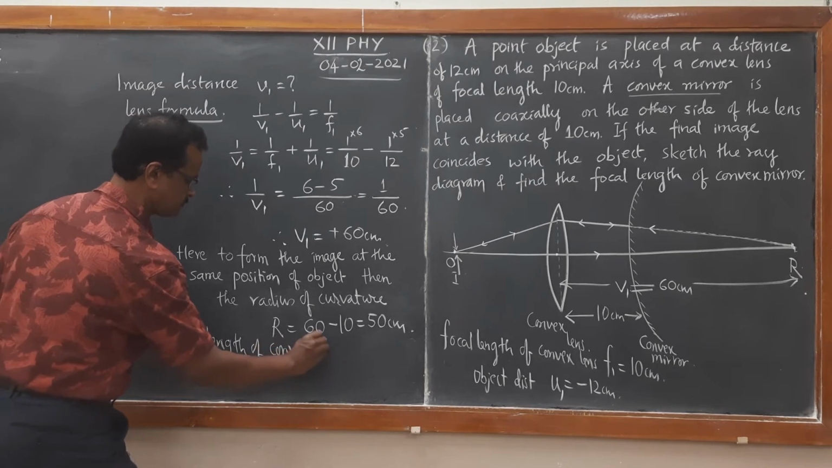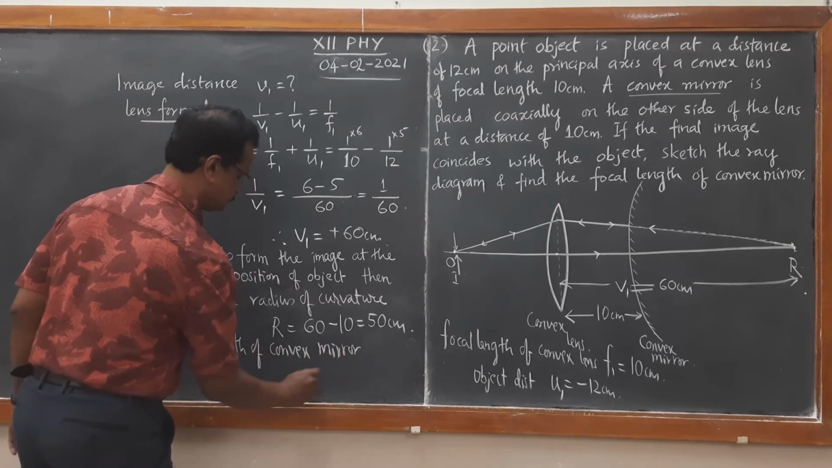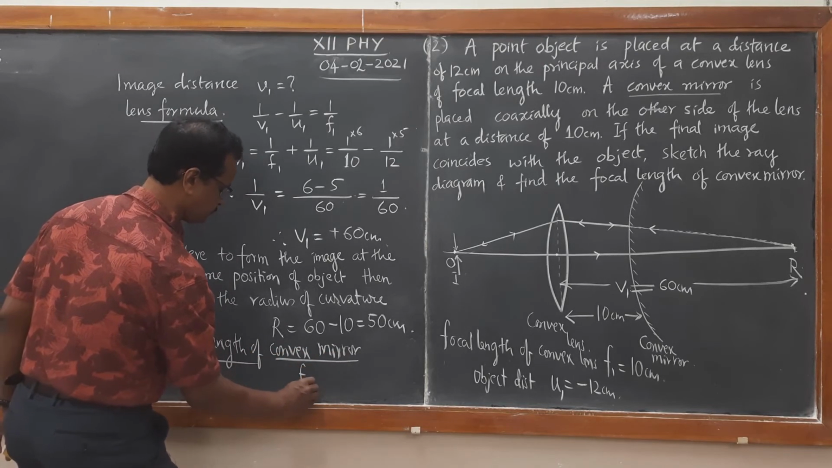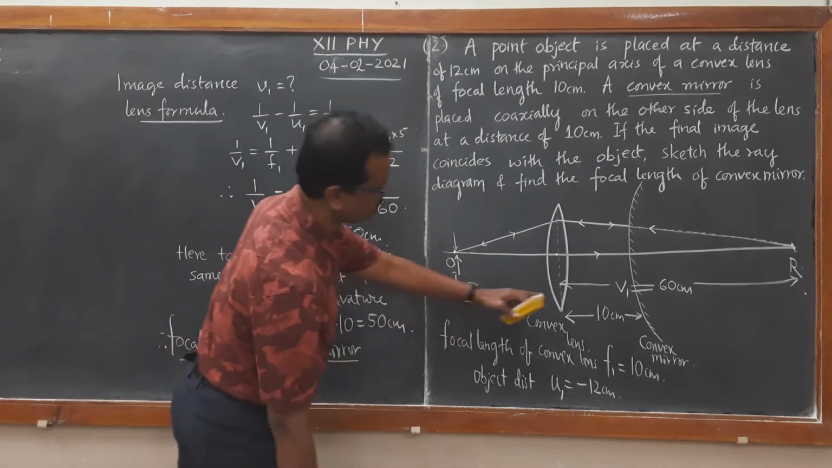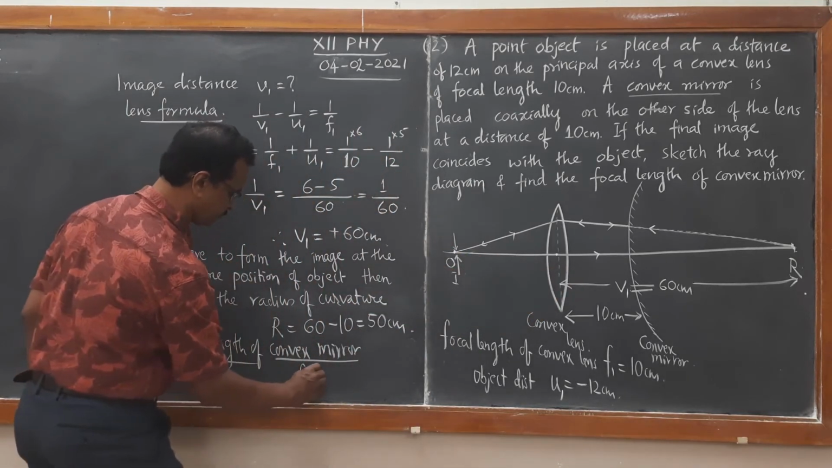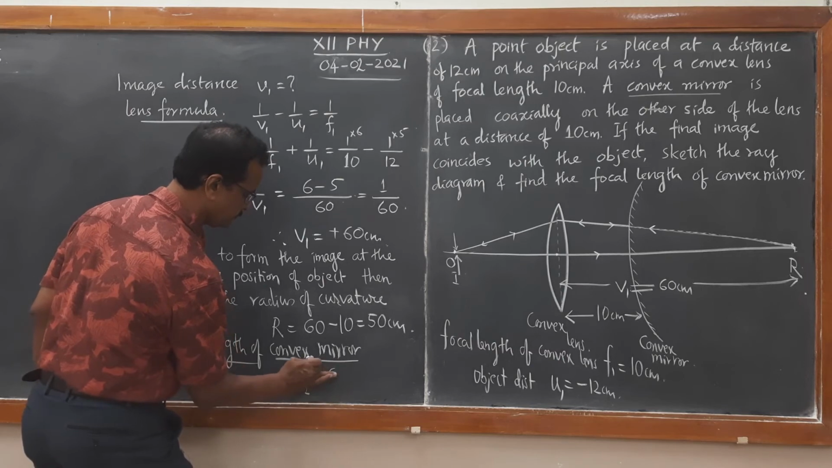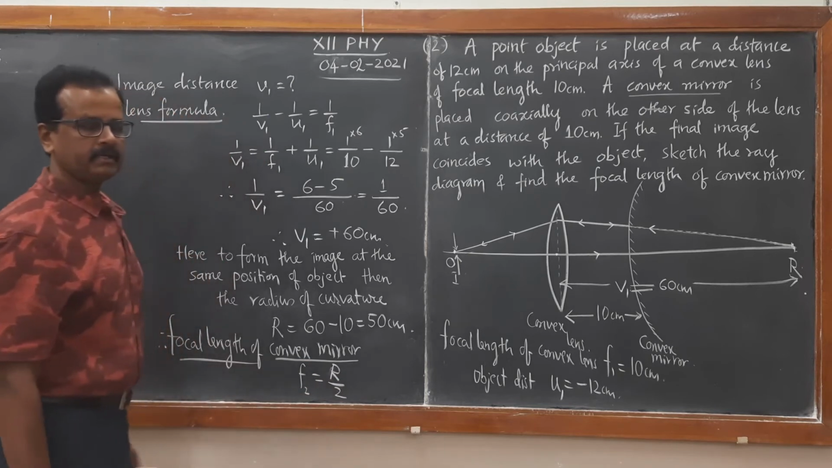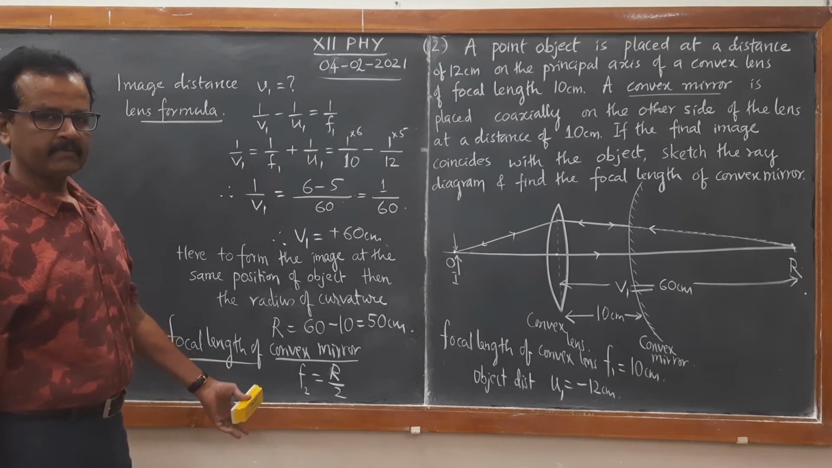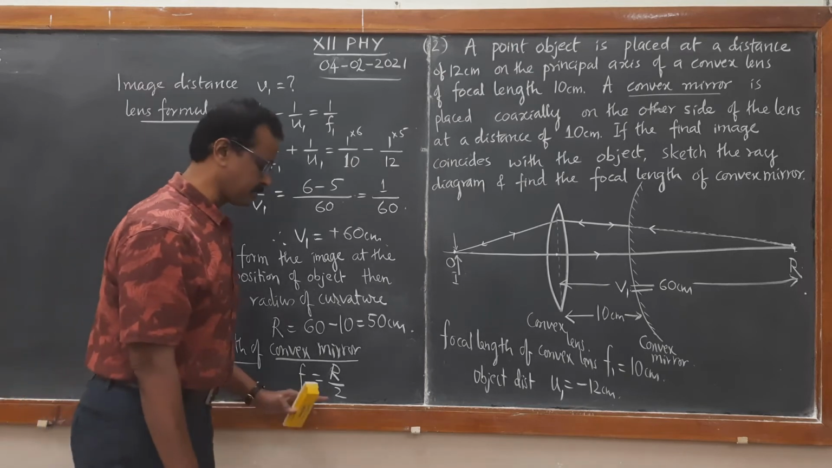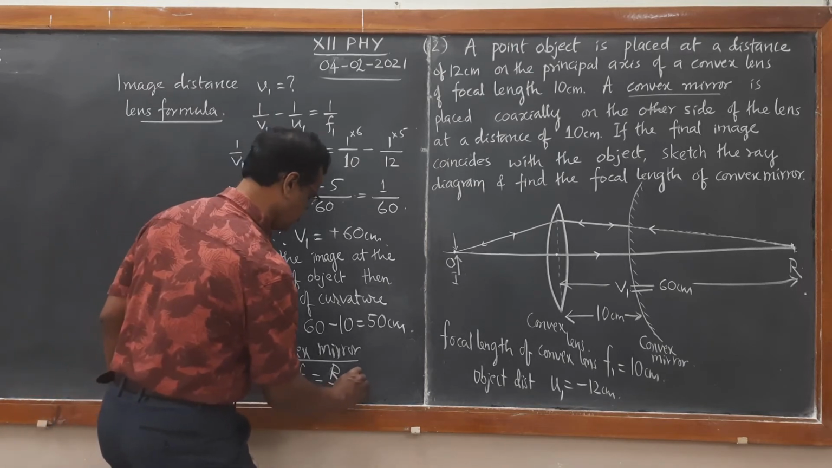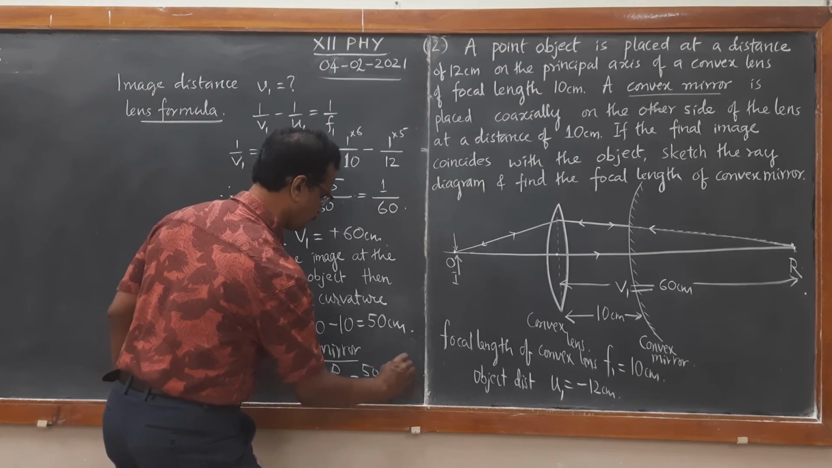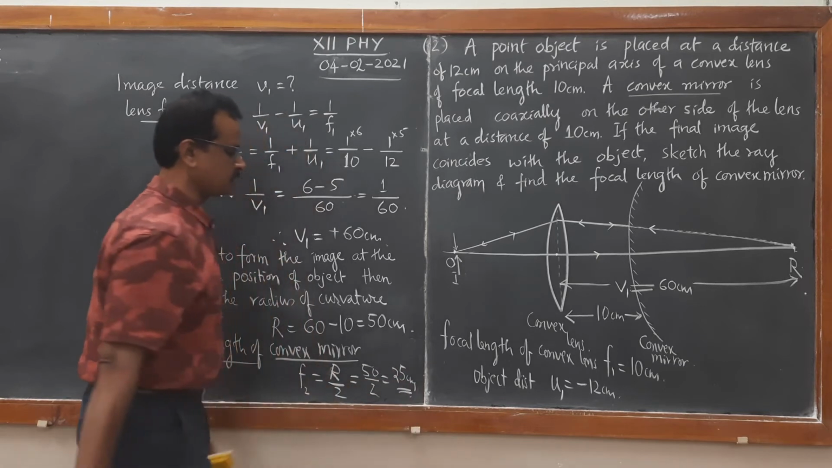Therefore, focal length of convex mirror, since I have taken F1 for this one, this we will take as F2. F2 is equal to 50 by 2. That is, radius of curvature of a spherical mirror by 2, that is half of radius of curvature, gives us focal length 50 by 2. This gives us 25 centimeters. That's how we get the result.